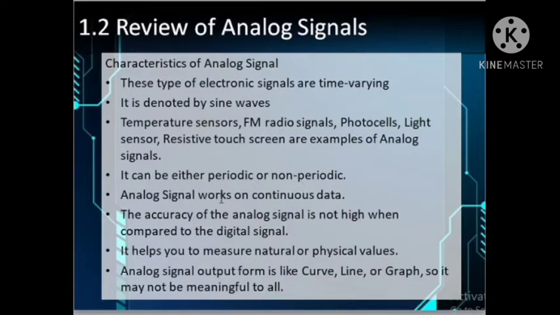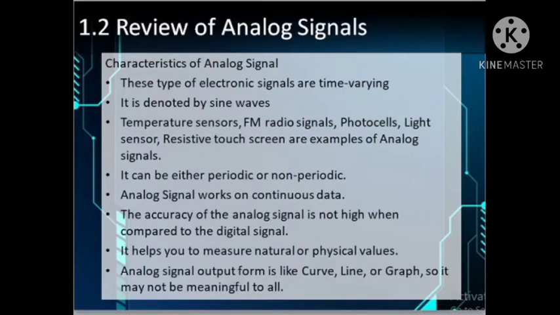Analog signal works on continuous data. The accuracy of the analog signal is not high when compared to the digital signal. Of course, we are aware of that. The digital signal is more accurate than the analog signal, right? It helps you to measure natural or physical values. The analog signal output form is like a curve, line, or graph.